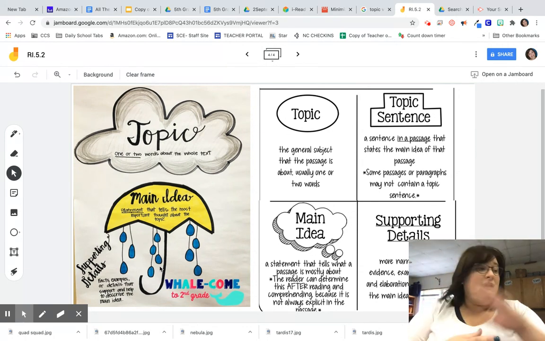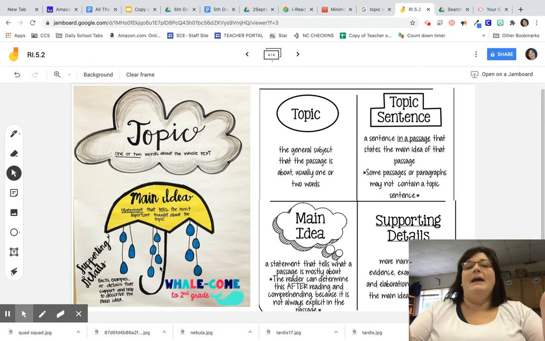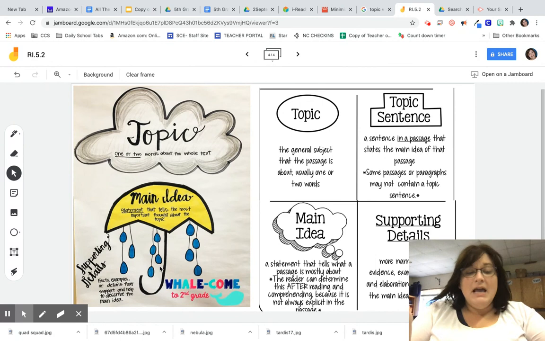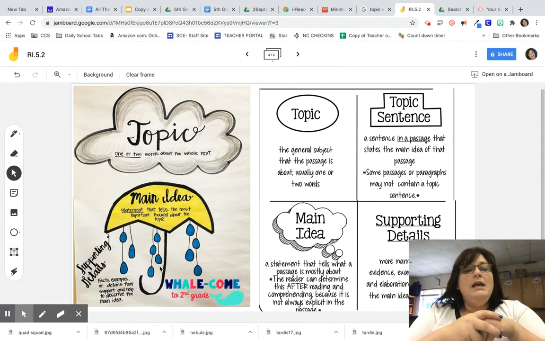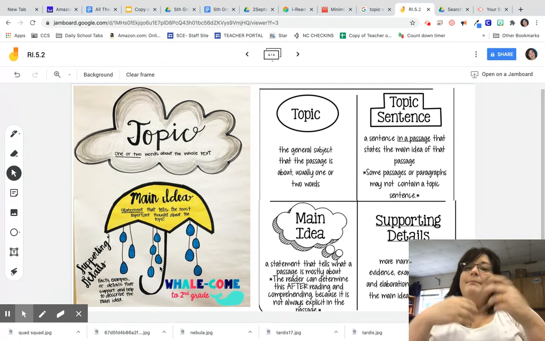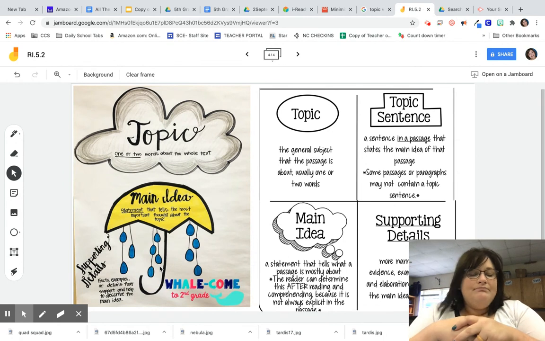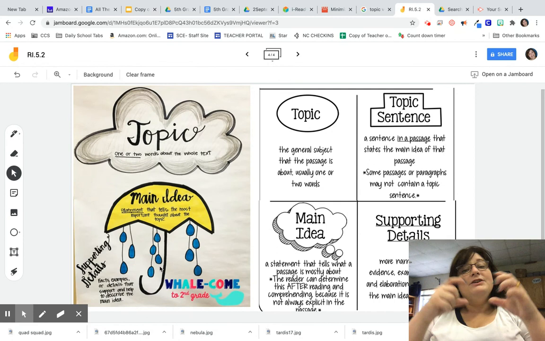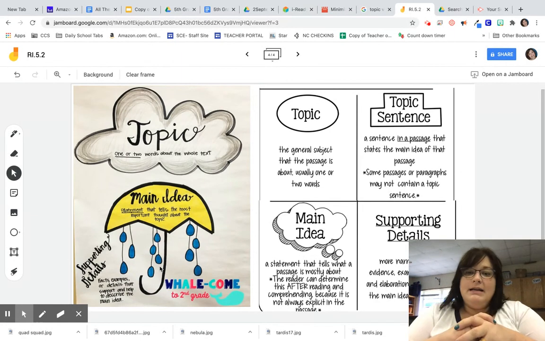So there you go. That's the difference between topic and main idea. Topic is one or two words about what the subject of the text is actually about. Sometimes there's a topic sentence, sometimes there's not. And most of the time, it's pretty clear what the topic is. Main idea is a little bit more elaborate, has a little bit more detail. It's a full sentence, a full statement, and it is supported by details of the text. More detail.